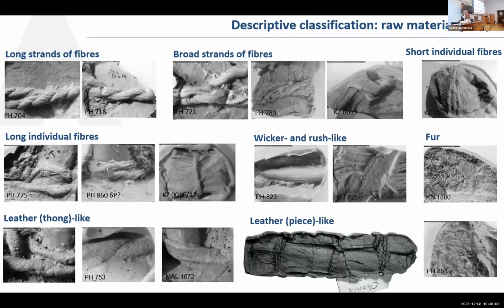For the moment, we use these descriptive categories also for the material which we find on textile imprints on pots from Poland, from case study 1, and it still works. So it's a kind of proof that this categorization has some potential, but maybe it will be possible to make it more specific.